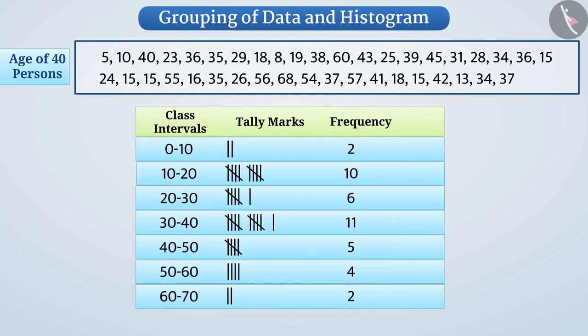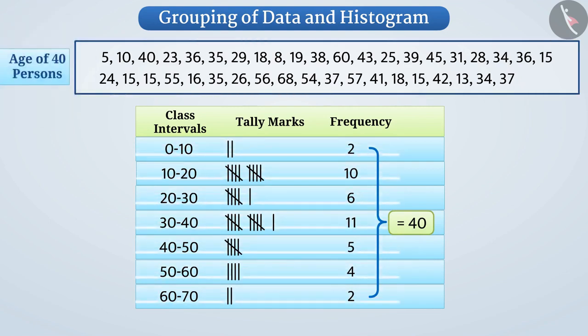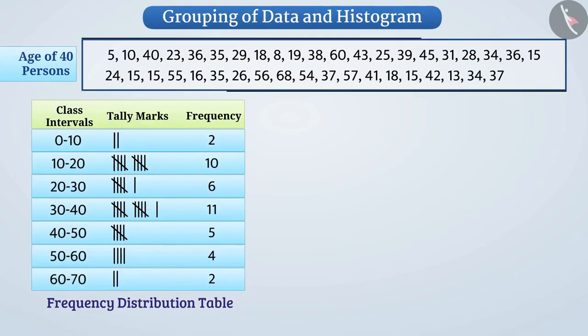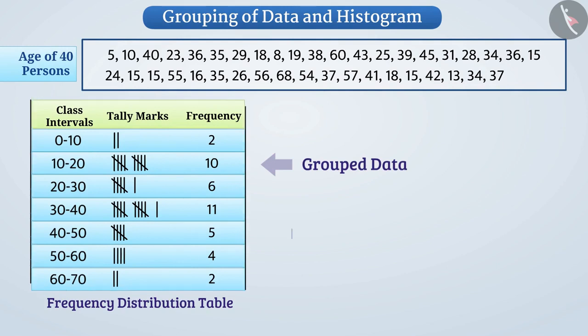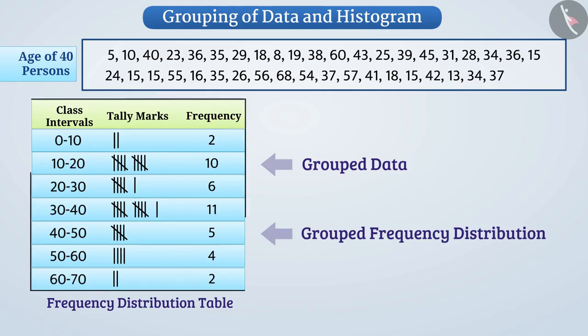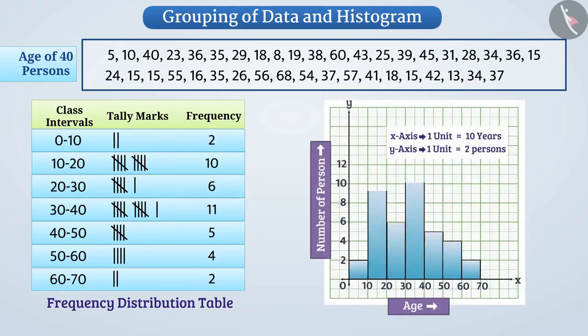You can see that the sum of the frequencies of all class intervals is 40, which is equal to the number of observations. Thus, this table is completed. This is a frequency distribution table. Since we have classified the data presented, we now call them grouped data, and the obtained distribution is called a grouped frequency distribution. From this table, we can draw a graph as follows.